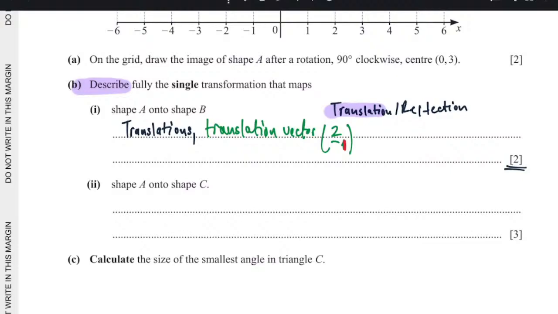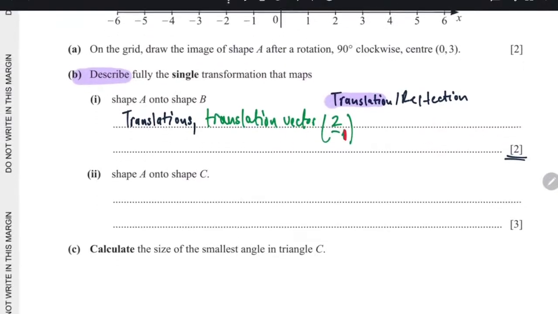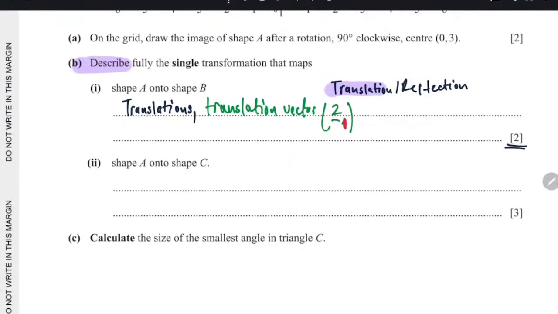Nonsense. Don't ever use that. Throw it away right now. Now we come to shape A onto shape C. It says describe. I said don't start with the questions that say draw. For transformations, they'll say draw and they'll say describe. Don't start with the ones that say draw.